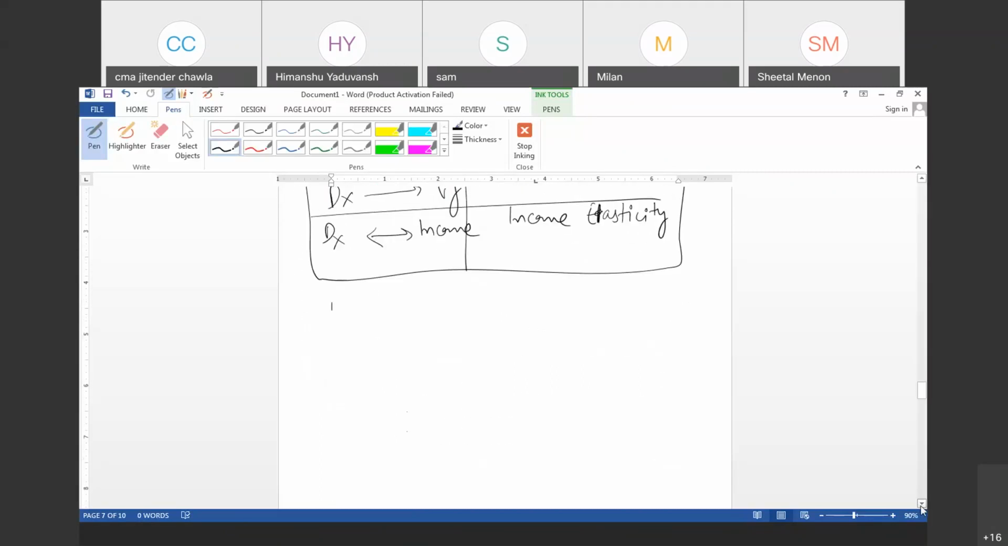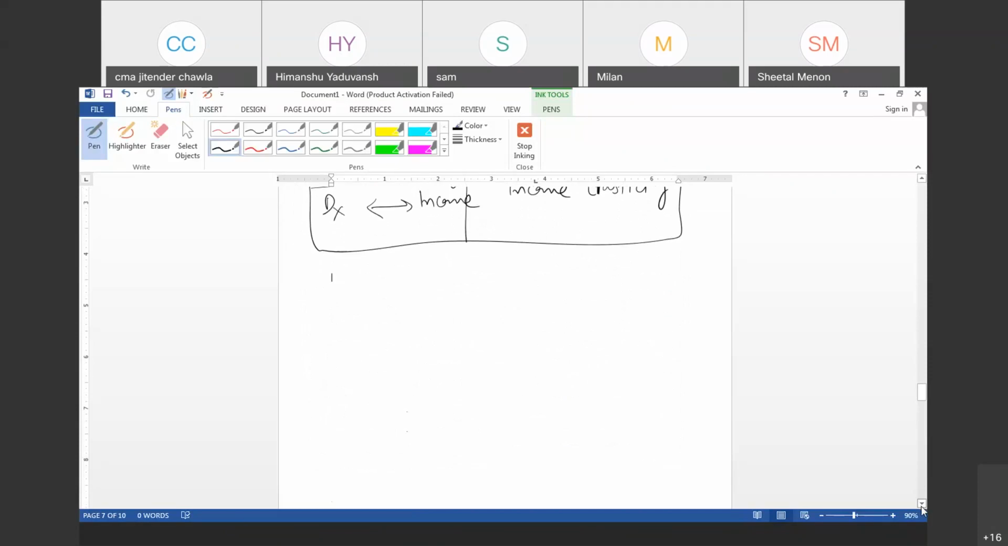So after demand function, I'm coming to the next topic. What do you mean by exceptions of law of demand? Exceptions of law of demand: when the law of demand is not applicable.